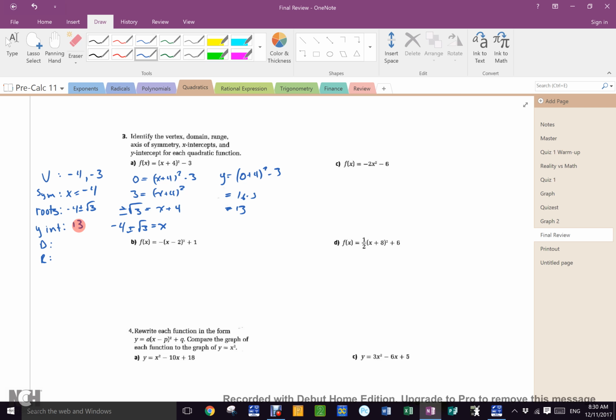Cool. Which one's the set of real numbers, the domain or range? Domain. Yes. Domain is all real numbers, because you can take every single number, add 4 to it, square it, and take away 3.